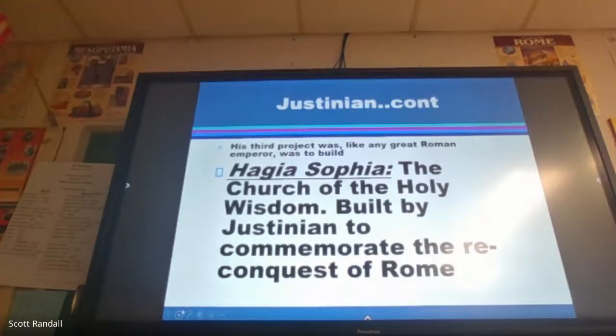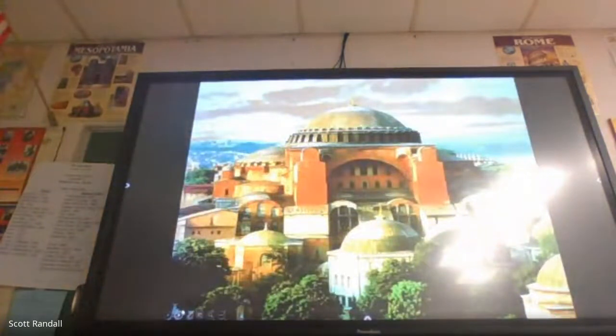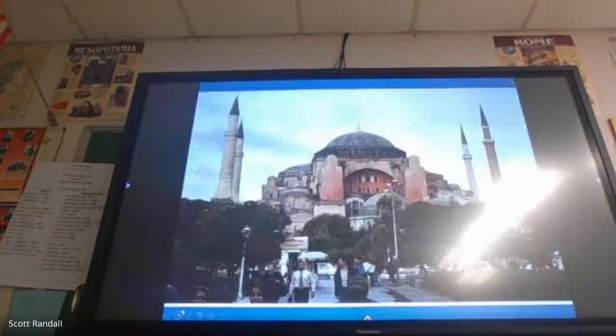Anytime anybody talks about Istanbul, this is usually the thing that they show. At one point it was the largest church in the world. And so this is what it looked like at the time of the Byzantines. You see a lot of domes, arches, and stuff like that in Romanesque style. This is roughly what it looks like today. The four towers, those are minarets.